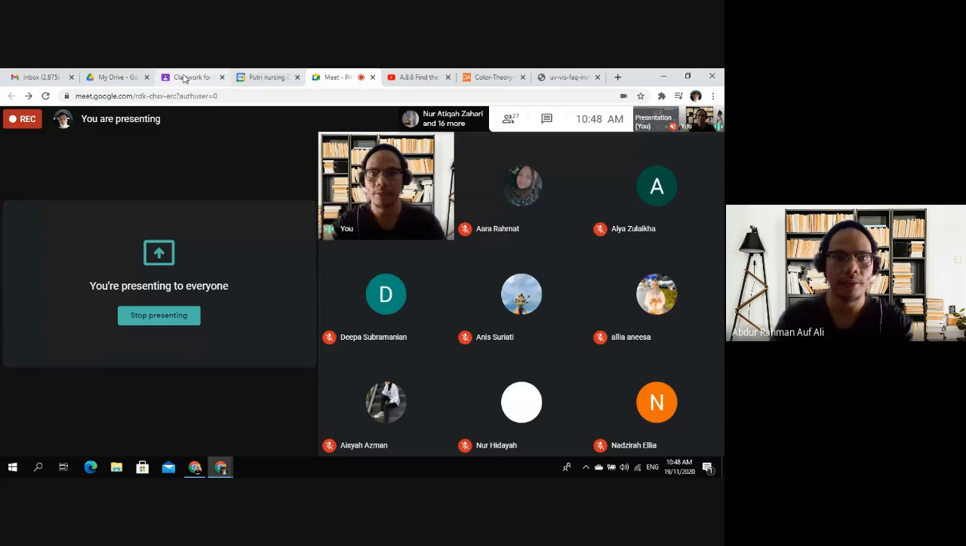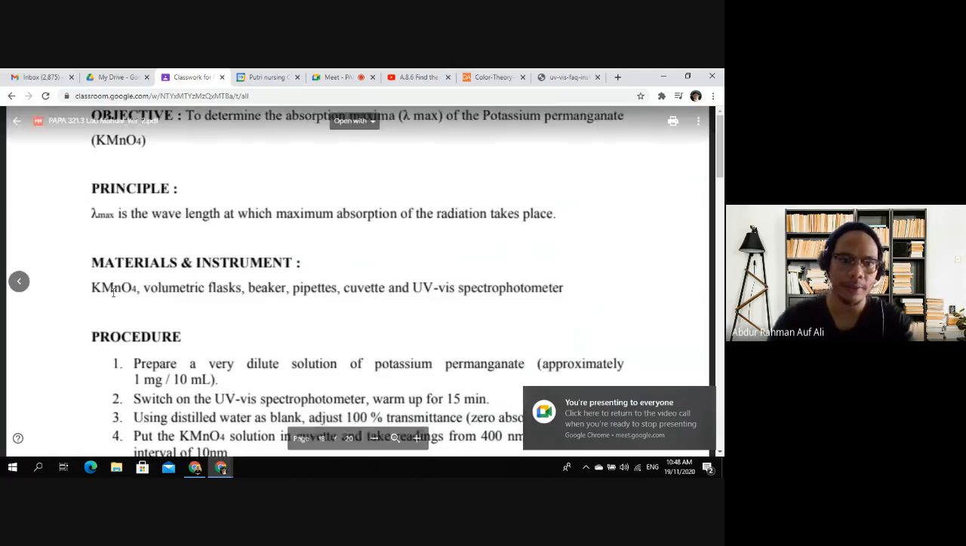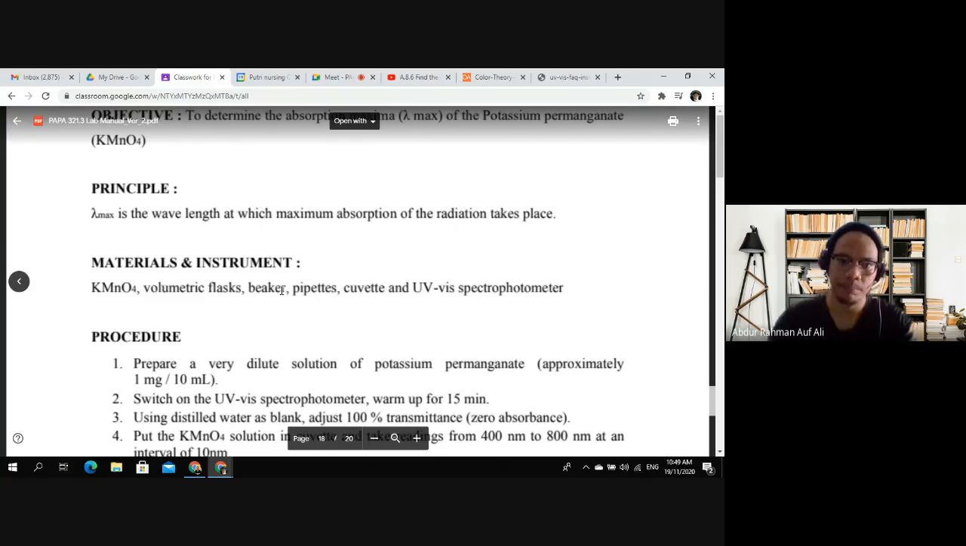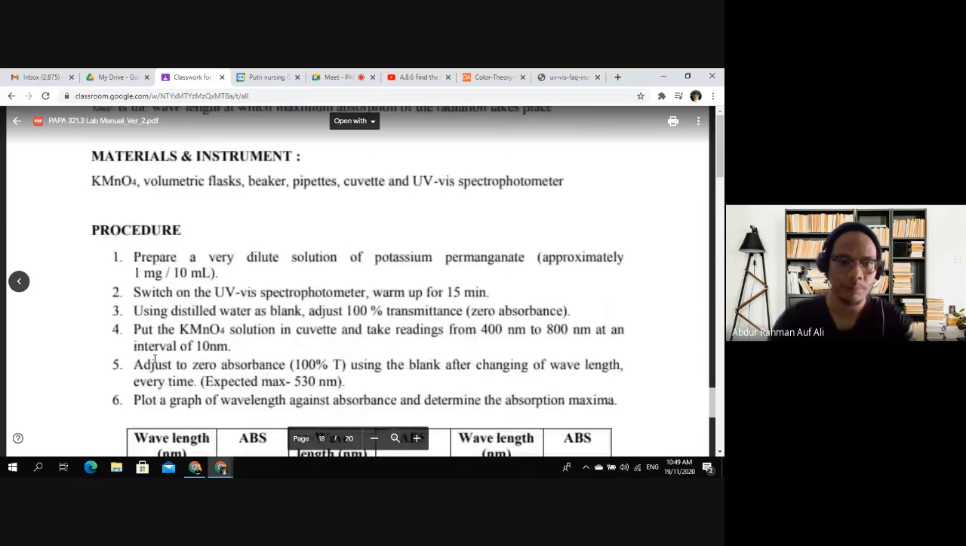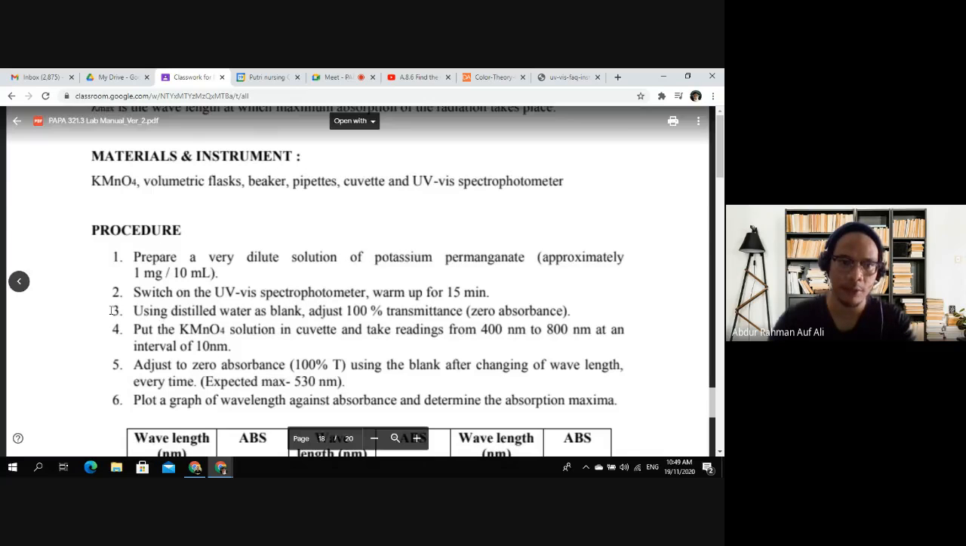Where did I stop just now? Okay, materials and instruments required: potassium permanganate, a volumetric flask to prepare all the standard solutions, beaker, pipettes, cuvette, and a UV-Vis spectrophotometer. So the procedure is more or less the same as the first video I showed earlier. Prepare a dilute solution of potassium permanganate, approximately 1 milligram in 10 milliliter.